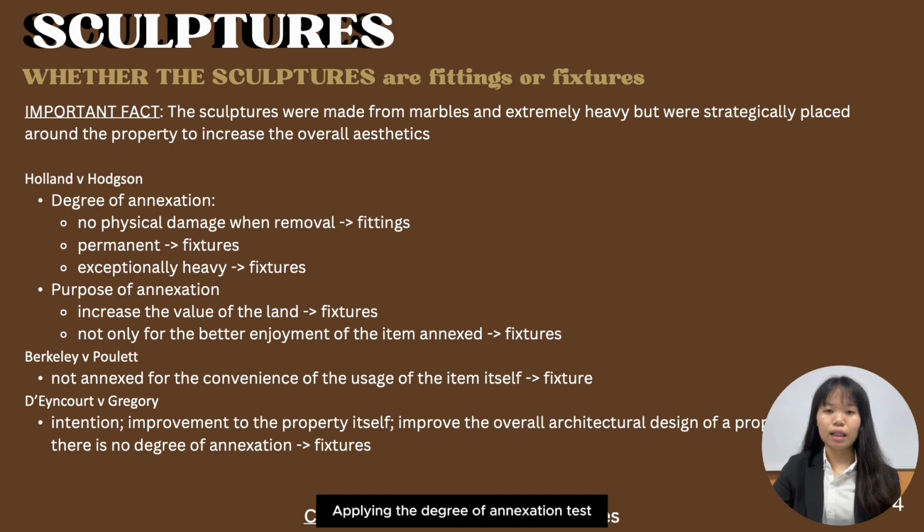Applying the degree of annexation test from the case of Holland, physical damage may occur during the removal of the sculptures, and they might be attached to the land in a permanent way, as the sculptures were made from marbles and extremely heavy. The sculptures are fixtures. In addition, when applying the purpose of annexation test from the case of Holland, the sculptures are fixtures, as they form an integral part of the decoration or architectural design of the property, and the annexation was intended to increase the value of the land, as we can see from the fact that the sculptures were strategically placed around the property to increase the overall aesthetics.